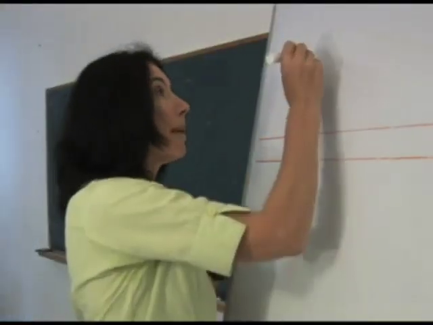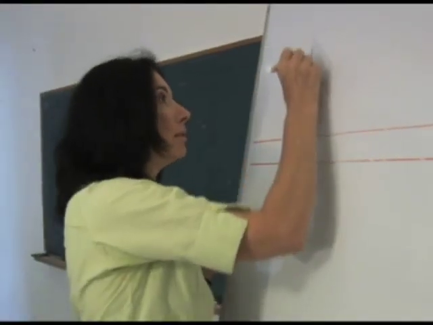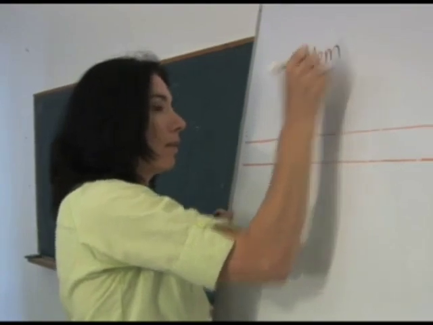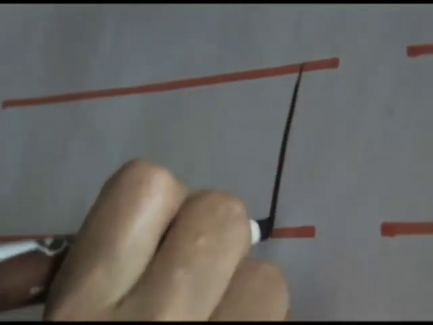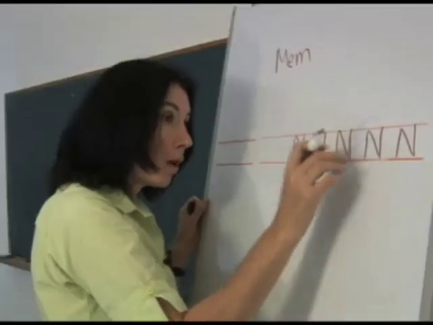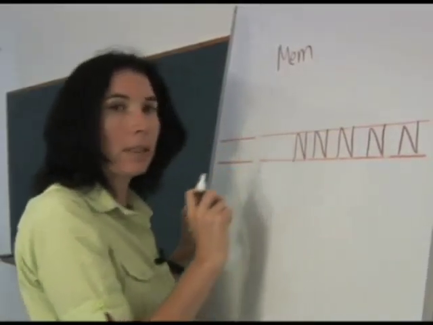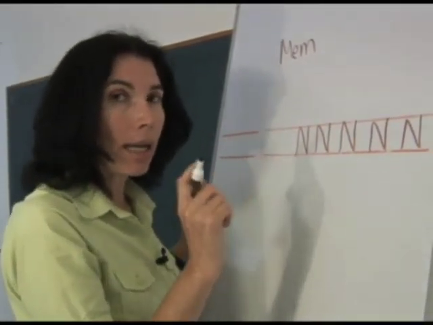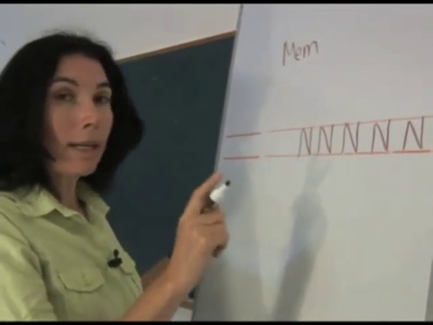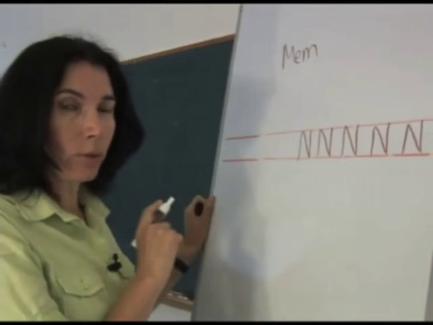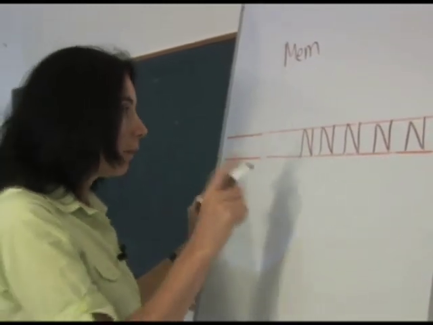Here is the letter mem. The letter mem you write also in between the lines, one continuous flow. Mem, like kaf, also has a final form. When the letter is at the end of the word, you write it differently.